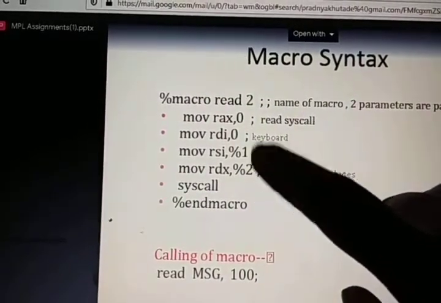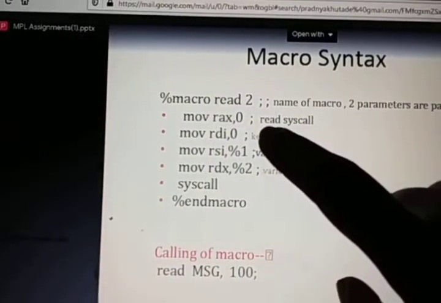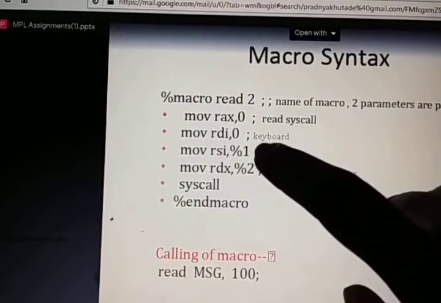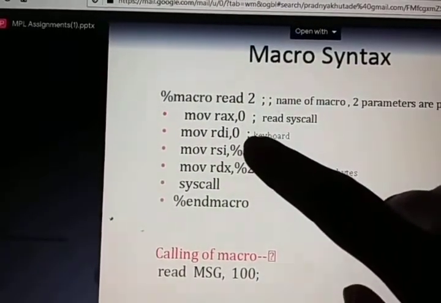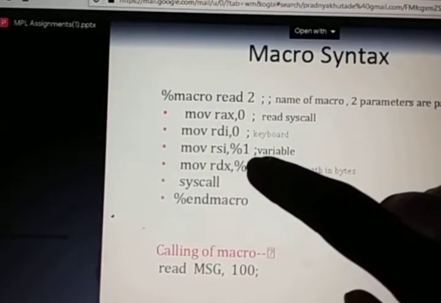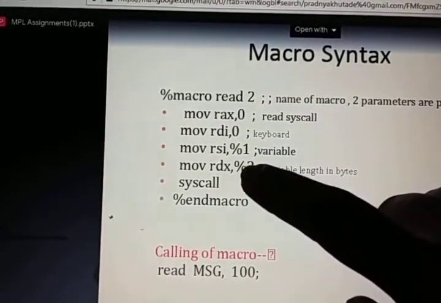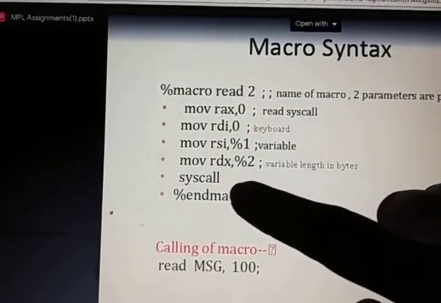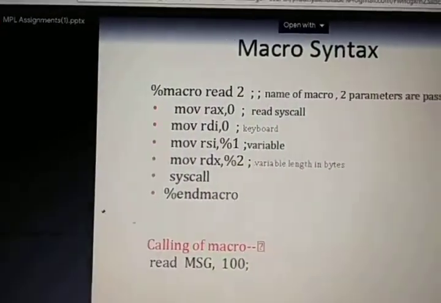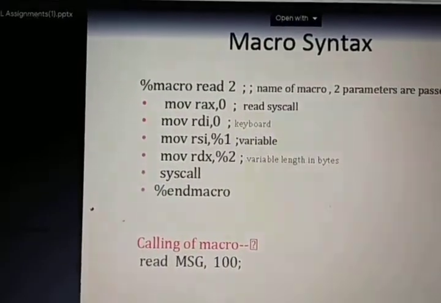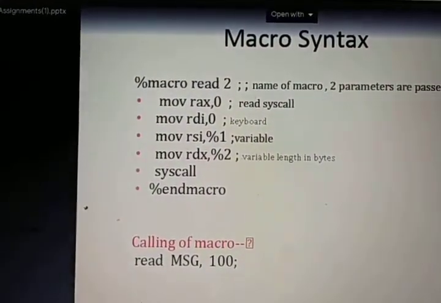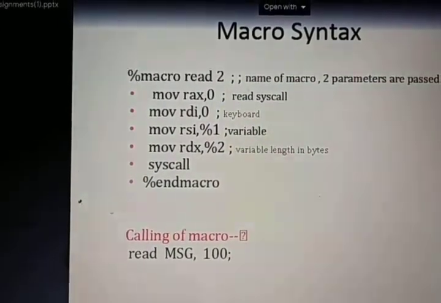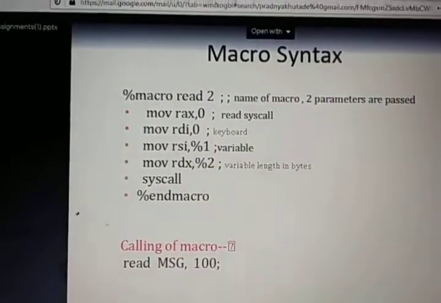So here you can see in this example move RAX comma 0 because you are using this macro for reading purpose, then move RDI comma 0 because you are reading from the keyboard, you are taking input from the keyboard, then move RSI comma %1 means variable name you will pass into the RSI register and move RDX comma %2 means variable length you will pass into the RDX register. Then syscall, it is a system call that invokes the processor to execute the instruction. Then endmacro. So this is the full syntax of your macro.